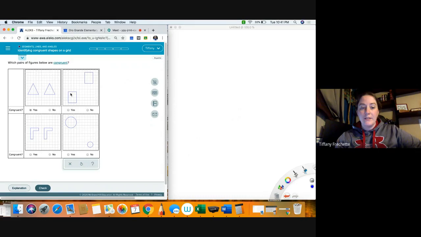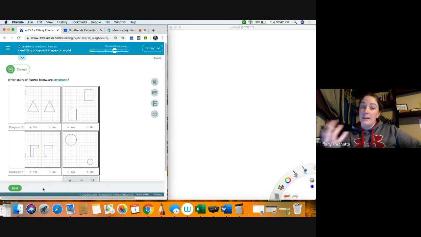So then this one we have 3 across and 4 down, 3 across, 4 down. So yep, those are the same rectangle. This looks like an L shape, but it does look like the same L shape. So we have 3 across, 4 down, 3 across, 4 down. So yes, these are both circles, but they are not the same size. So no. Remember, they have to be the same size and shape. So not just the same shape, it has to also be the same size. All right, we're going to check that, and we're good to go.